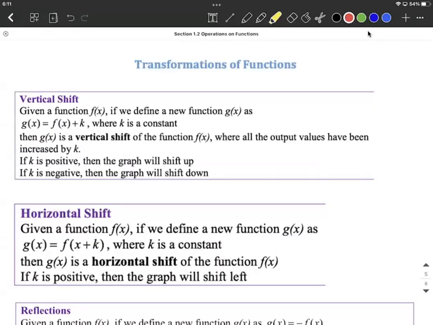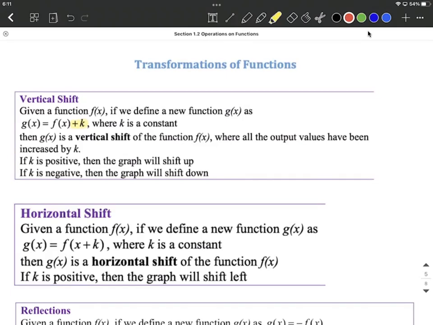Transformations of functions. Basically, starting with a basic function that we know about already from our toolkit and then moving it around by attaching a number in a particular way. So the first thing is vertical shifts. If we attach a number to the entire function, say we add a number or subtract a number from the entire function, then it's going to either move up or down.